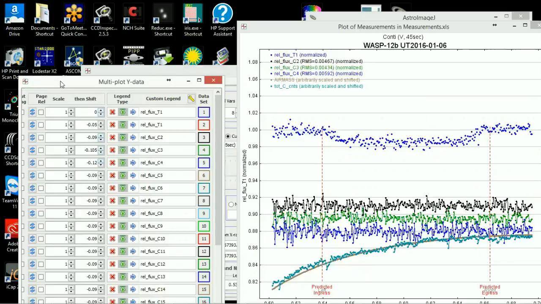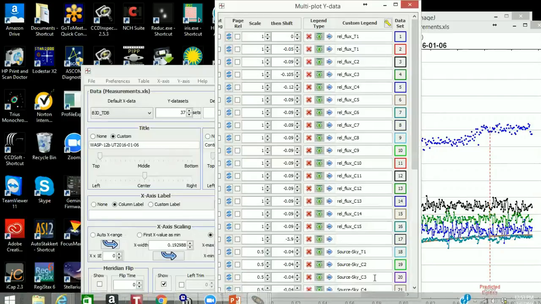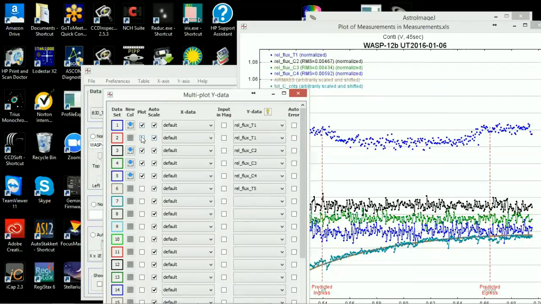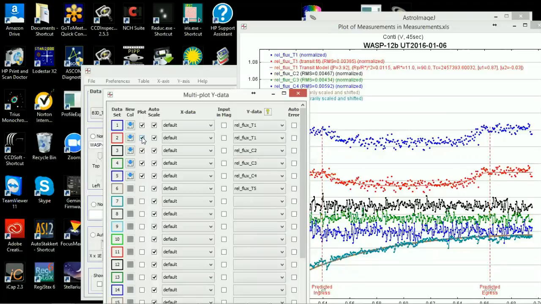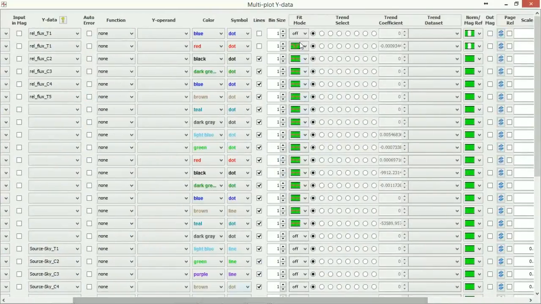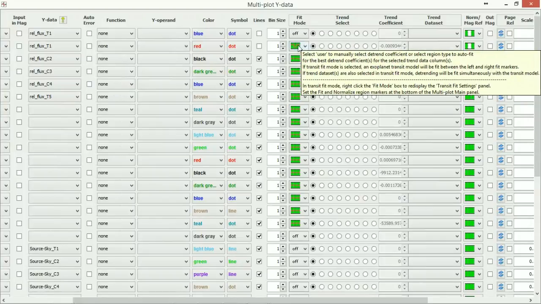Let's go ahead and also plot the relative flux of T1 as a transit fit. And we'll do that by selecting the second data set. As you recall, that data set had as its fit mode the bucket-shaped icon, which indicates to AstroImageJ that it will attempt to fit a transit model to it. Now, let's take a look at how that's actually done.